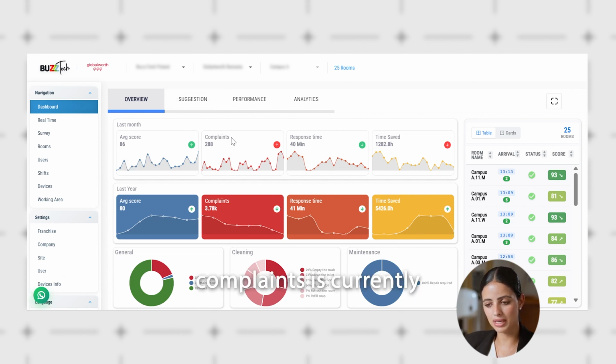The number of complaints is currently on the rise, the arrow is red. Response time is trending downward, and the time saved is also decreasing. Last year refers to the data from the past year. Here, the most important thing for us to look at is the trends.